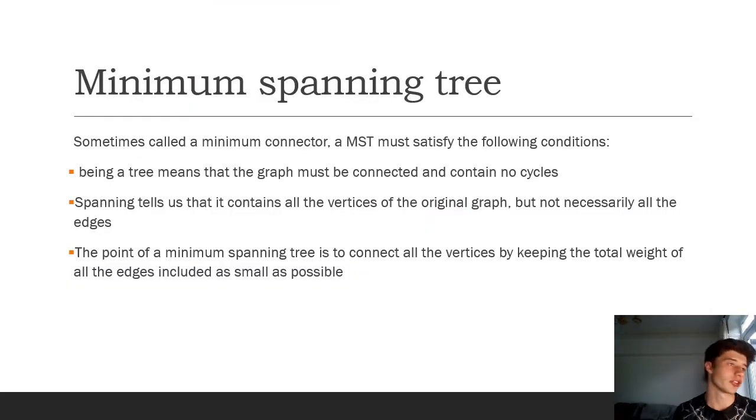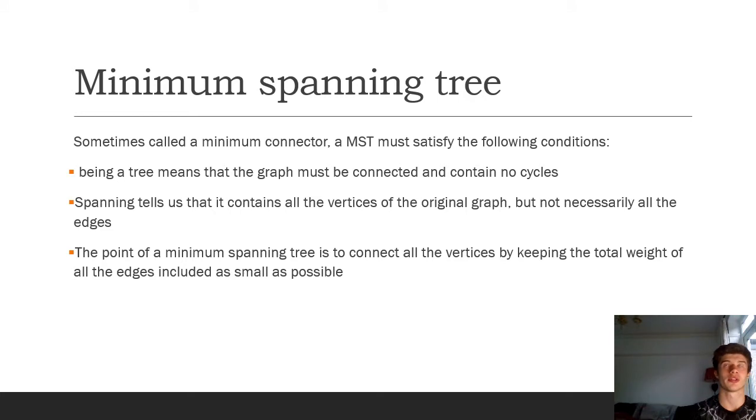So a minimum spanning tree, sometimes called a minimum connector, is, well, let's look at all the three words in it and we'll see what each one of them tells us about this thing. So it's got tree in it, and a tree is a type of graph which must be connected. So you can't just have two separate graphs. There must be a path from any vertex on this graph to any other vertex on this graph. There must be some sort of route you can take, and also it must have no cycles.